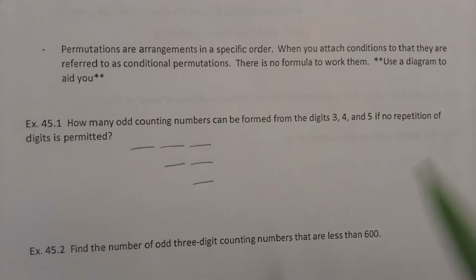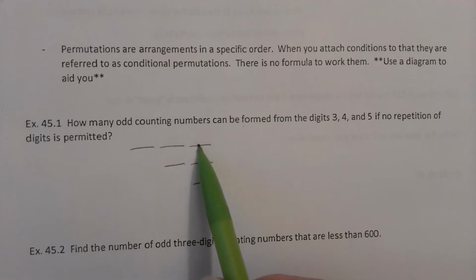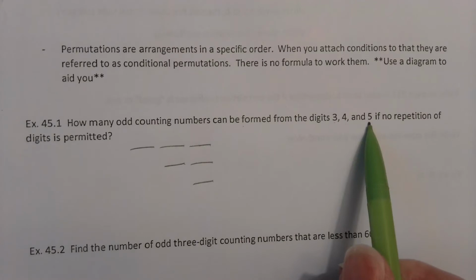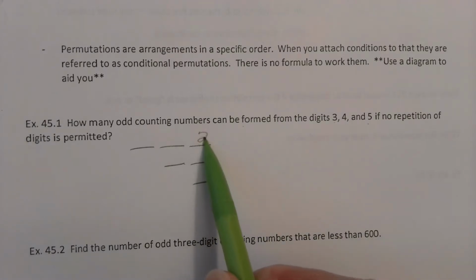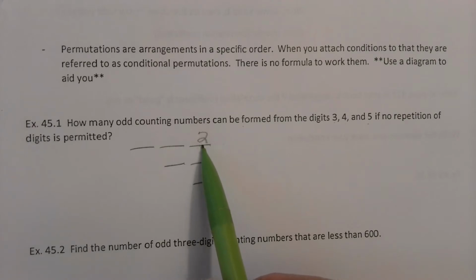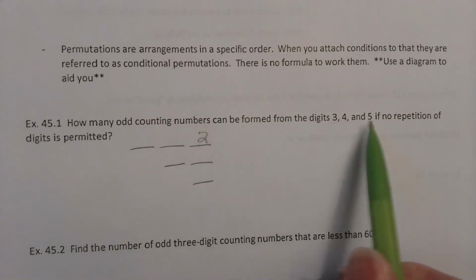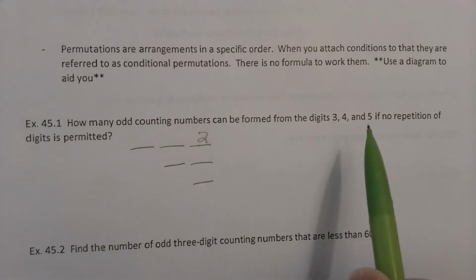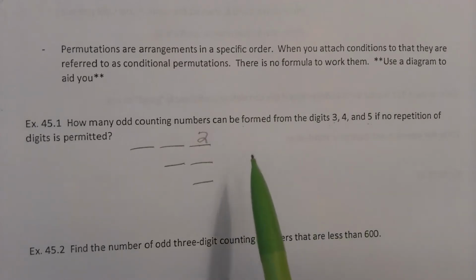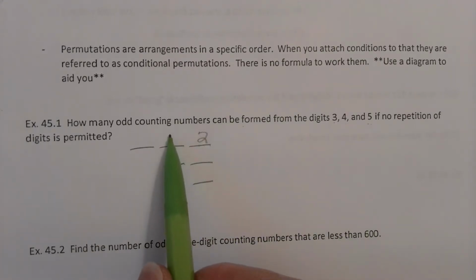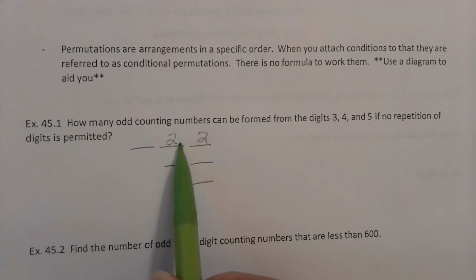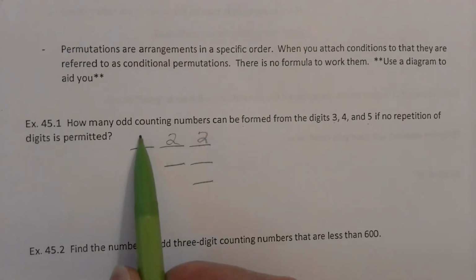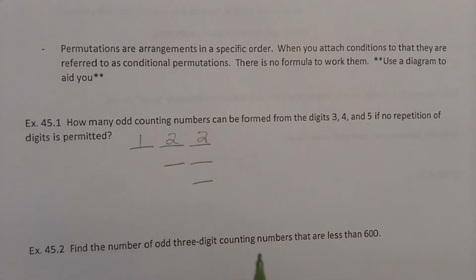Now, if it's going to be an odd counting number, then this number right here has to be an odd number. 2 of my choices are odd, so I'll put a 2 right here. Now, it says no repetition is permitted. So I did use one of my odd ones. So one of them's gone, and I still have my 4. So I get ready to put one, say here, I have 2 choices. But now I've used up 2 of them, and I only have 1 choice left.